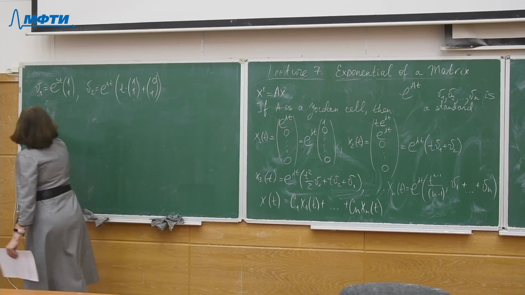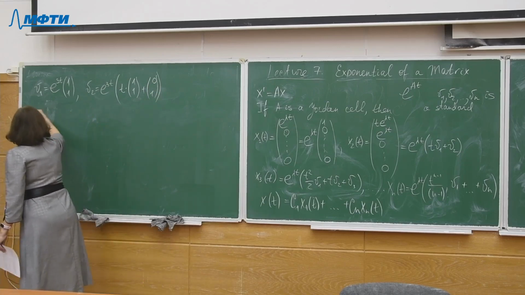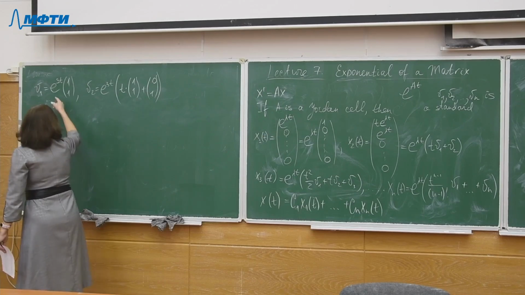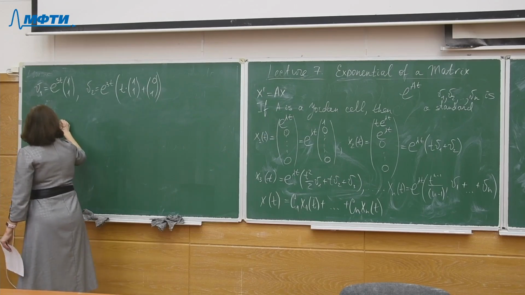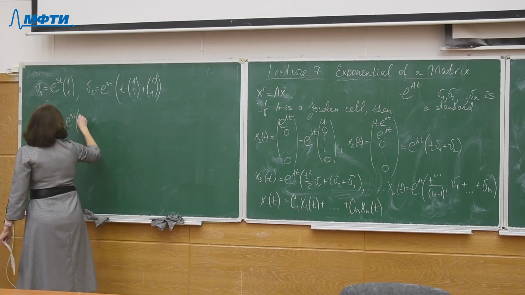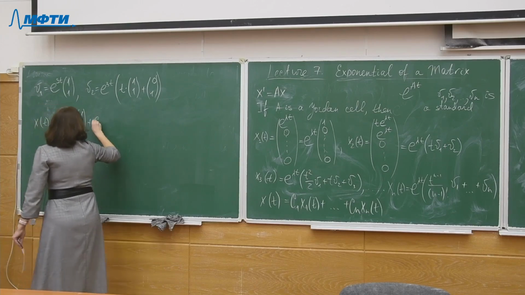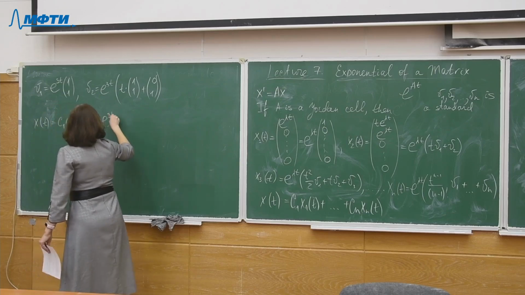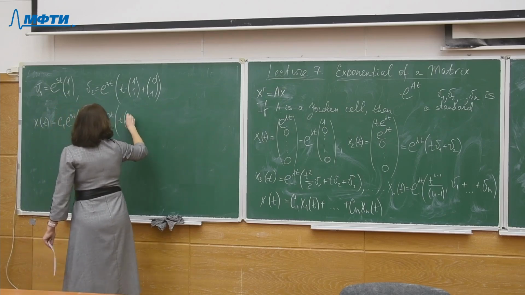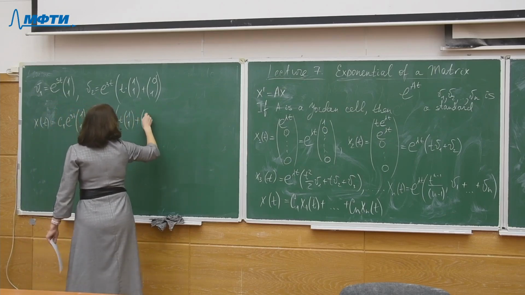And the final answer will be x of t equal to the linear combination of these vectors: c1 e to the power 3t times 1, 1 plus c2 e to the power 3t times t times 1, 1 plus 0, 1.